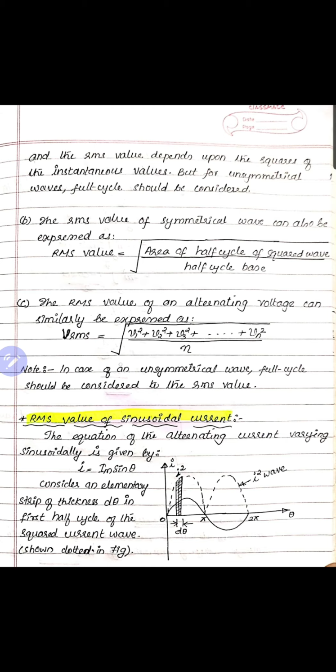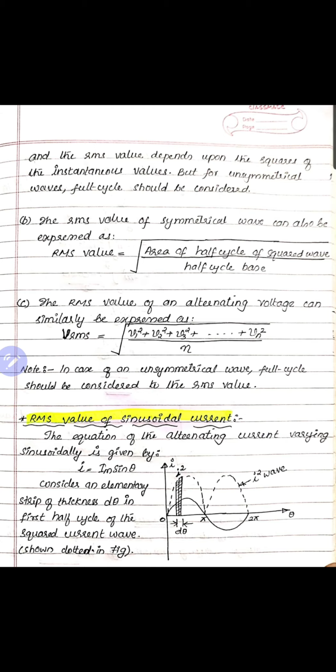Also note that in case of an unsymmetrical wave, the full cycle should be considered for the RMS value, but for a symmetrical wave, we can consider only the half alternation, because the next alternation, that is the negative half cycle, if we are squaring, it will give a positive quantity itself. Don't forget about that.